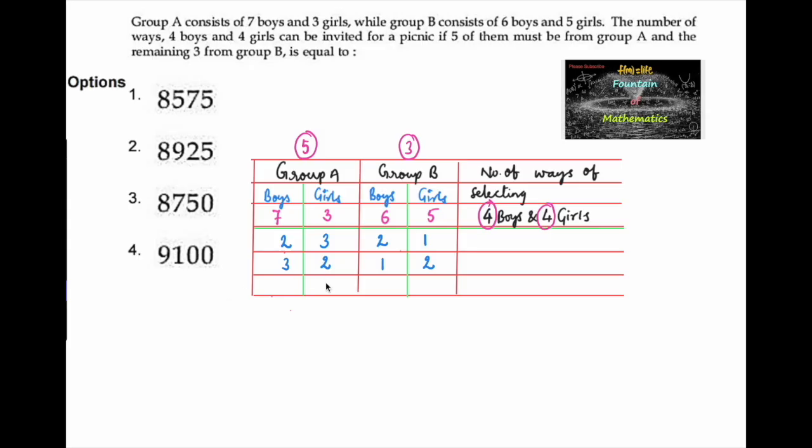And the next possibility: if only 1 girl is selected here, then the remaining 4 boys must be here, and if all 4 boys are selected here, then 0 boys and 3 girls can be selected from group B. These are the only possibilities we are getting, so we can write the combinations.